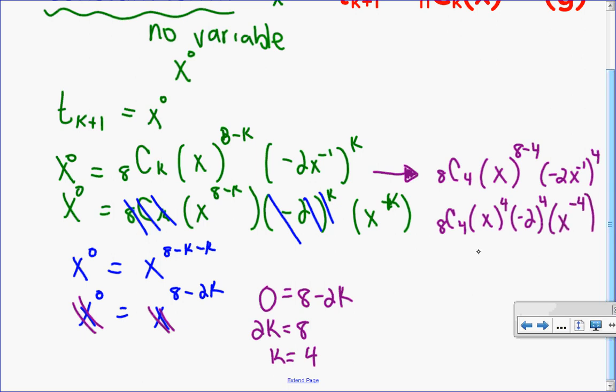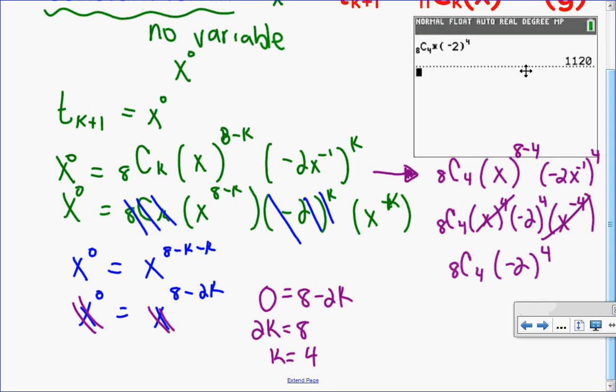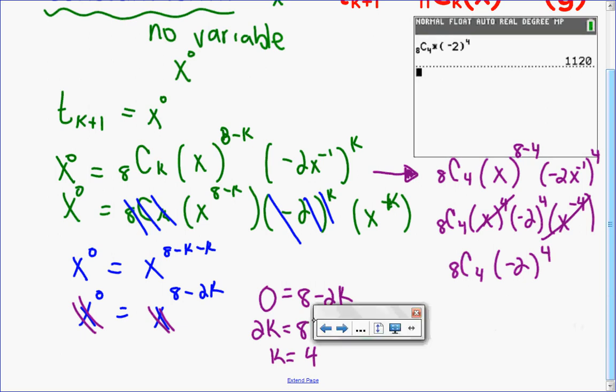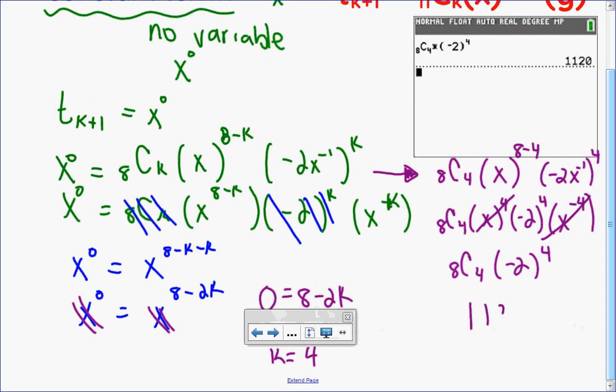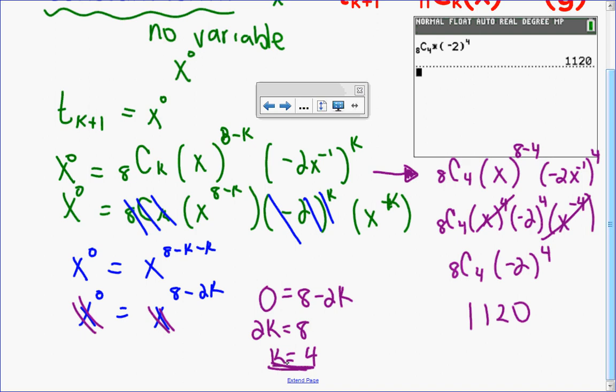Now you can see here that my variables get rid of each other, because if I keep the base the same and add the exponents, 4 plus negative 4 is 0. So that means that my constant term is 8c4 times negative 2 to the 4. So I just plug that into my calculator and find that my constant term, the one without a variable, is 1,120. I also know it's going to happen in the fifth term. So the fifth term will be my constant term when I expand it, and it will have a value of 1,120.